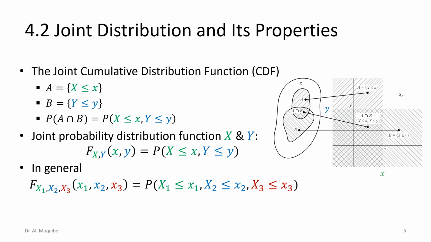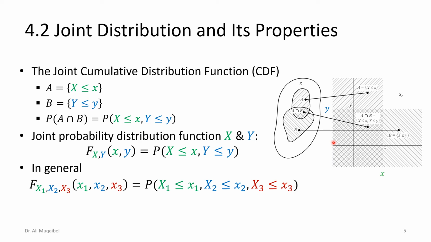Now we formally define the joint distribution and its properties. We know what distribution is and its properties, but now we look at joint distribution. That's a multi-dimensional distribution function. Just recall that we define 2 events. A is the probability that x is less than a given value, and B is the probability that y is less than a given value. So if you consider both of them jointly, the probability of A intersection B, it means we're looking at the probability that both x and y are less than a given number.